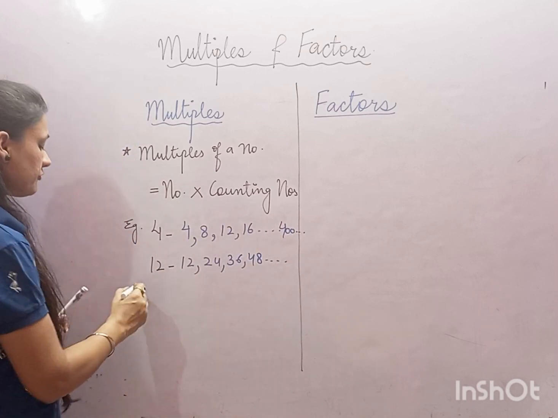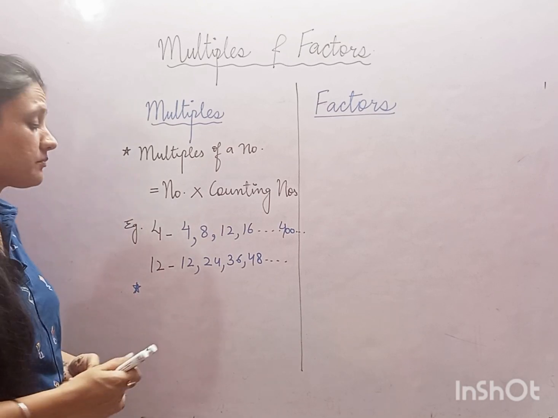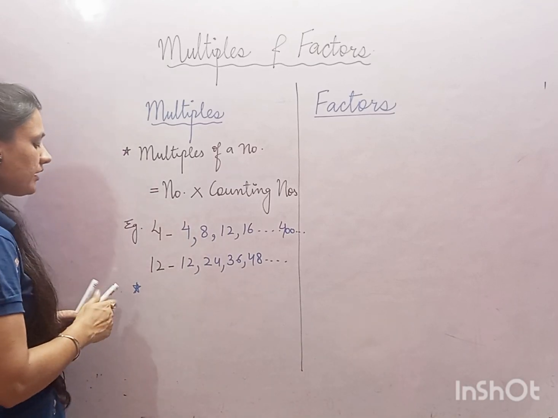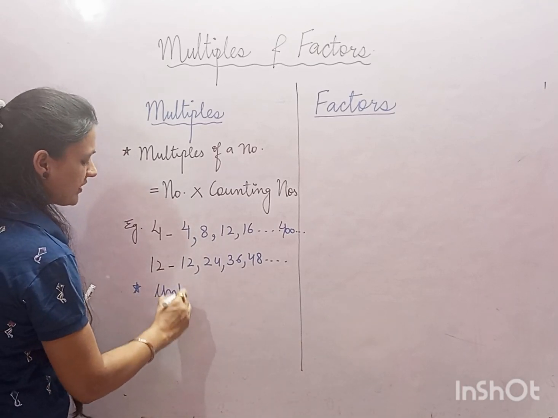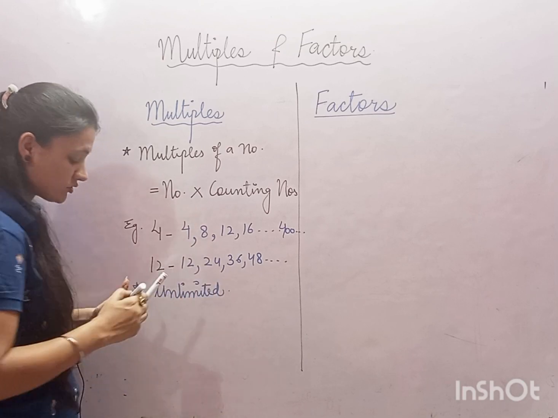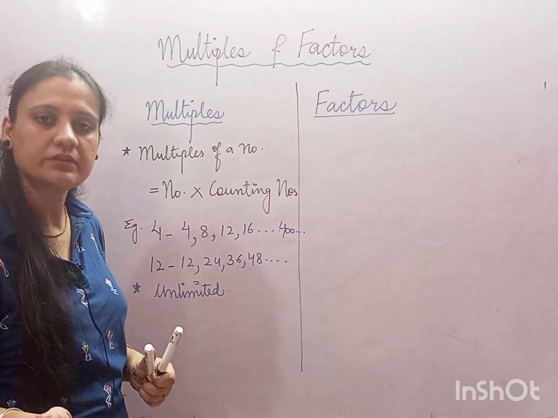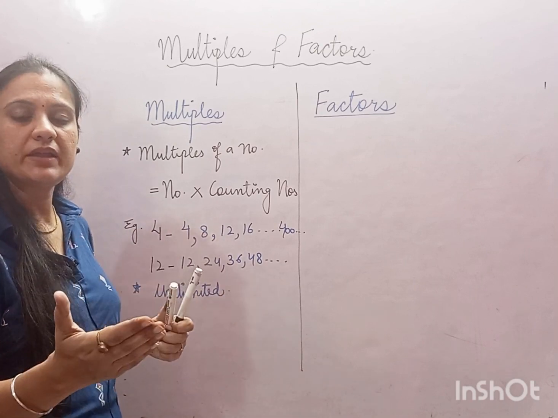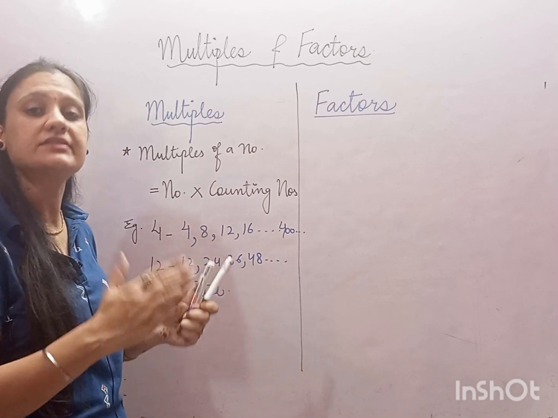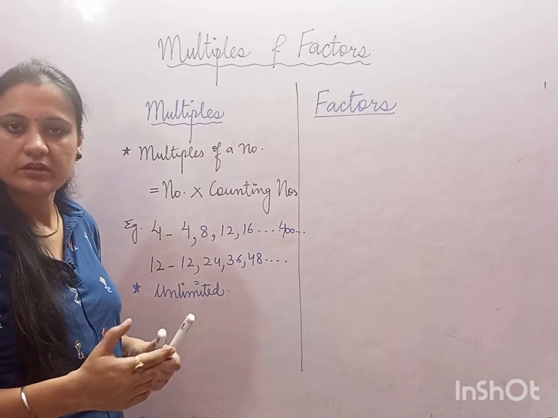Now children, what have you observed after seeing these multiples? First thing is that multiples are unlimited, right? We'll say they are unlimited, not fixed. Why they are unlimited? Because counting numbers are unlimited. You'll keep on multiplying, you'll get the multiple, right? If we say 4 multiply 6 is 24. So 24 is a multiple of 4 and 6. Because it comes in the table of 4 also and 6 also, right?